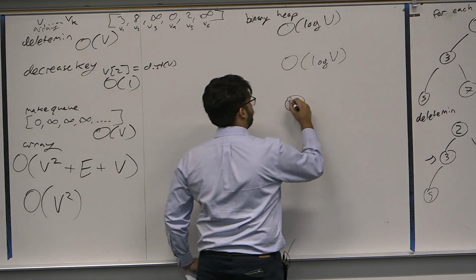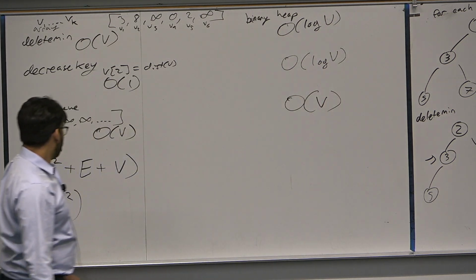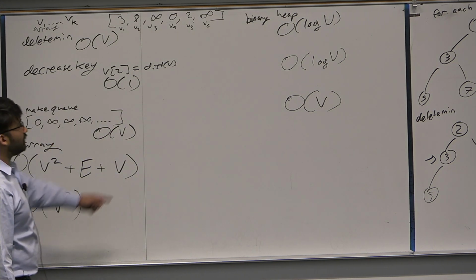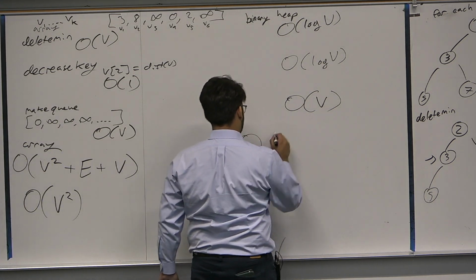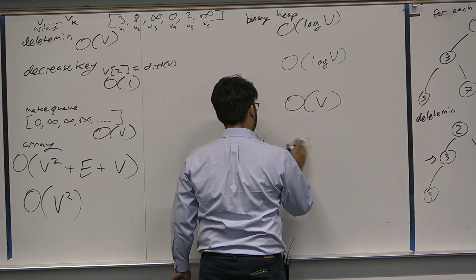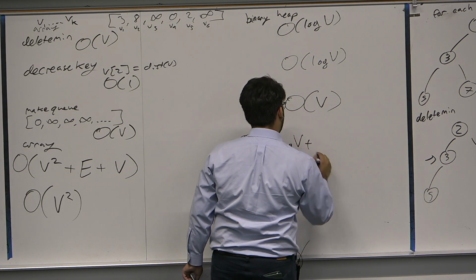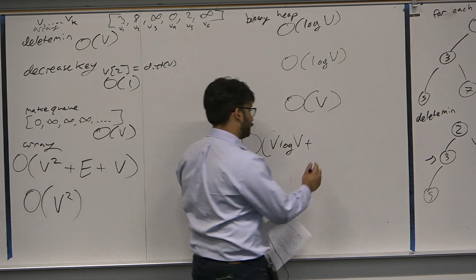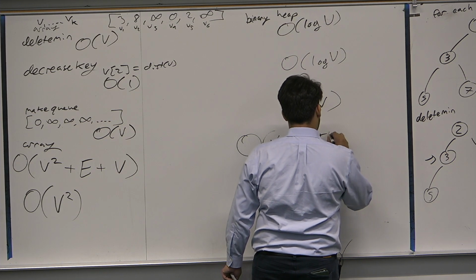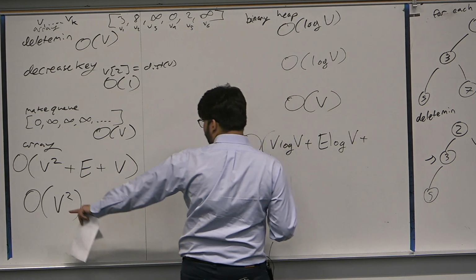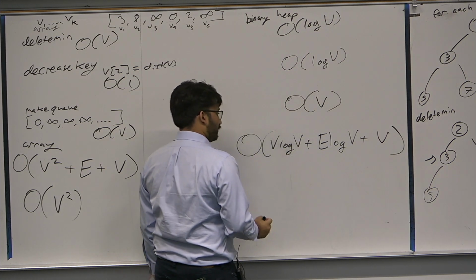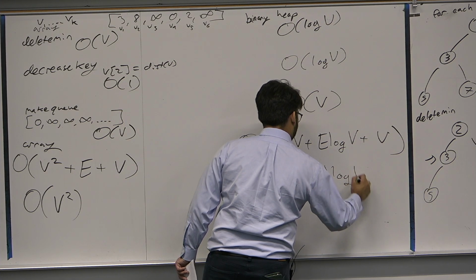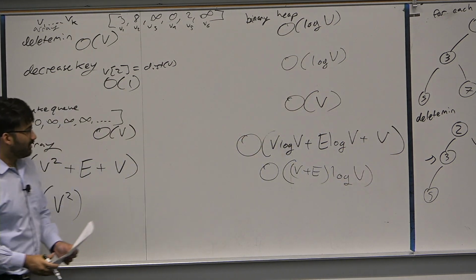Probably the same, right? So what's our runtime for the binary heap? We have V delete mins, and each one takes log V time. So that's going to be V log V, plus we have E decrease keys, but each decrease key takes log V time, plus one make queue, which is V. Now what is that? It's going to be O of V plus E log V. Something like that, right? Is that better or worse?